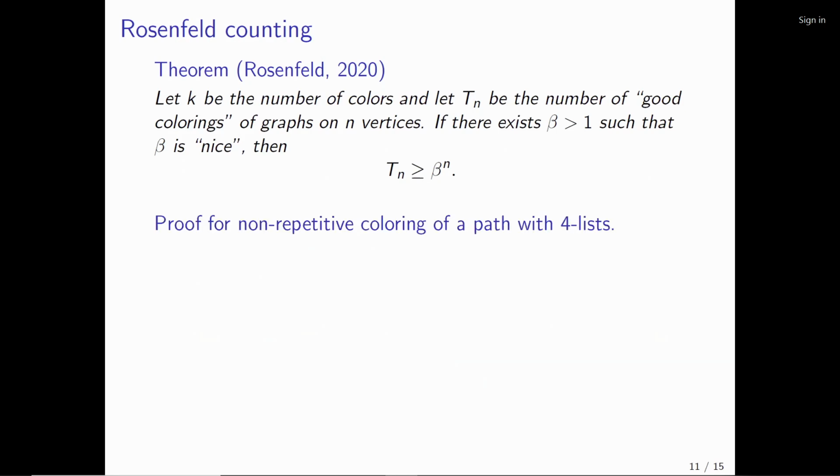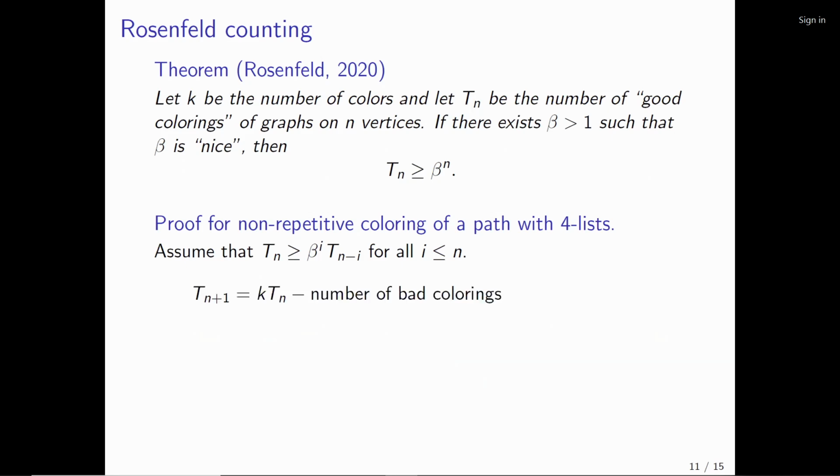So if we adapt this for our problem, what happens? Let me check the inductive case first. So we're proceeding by induction here. I'm just going to assume something like Tn is at least beta to the i, Tn minus i. It's like a strong recurrence. And how do I count Tn plus 1? So square-free words now. Think about square-free words on n plus 1 vertices.